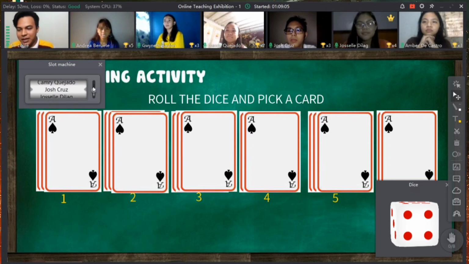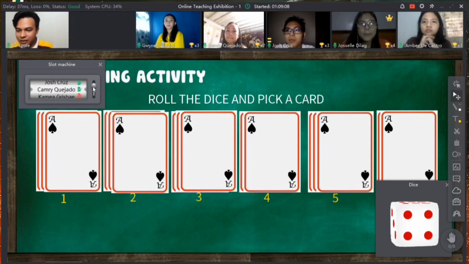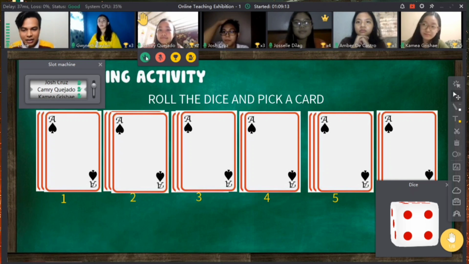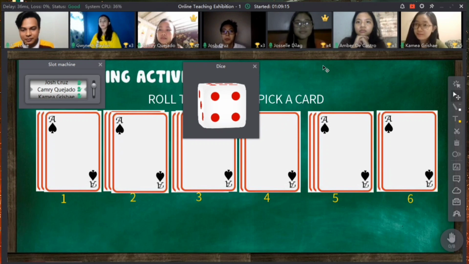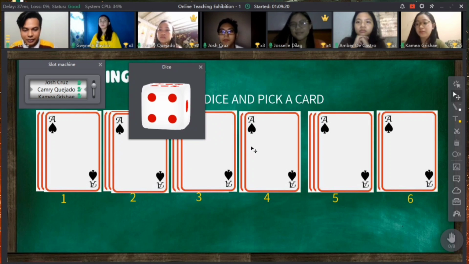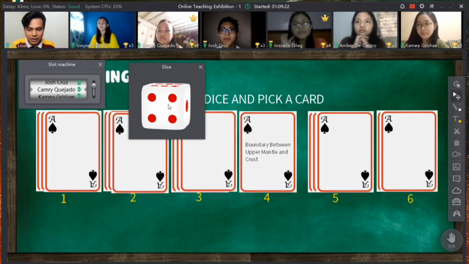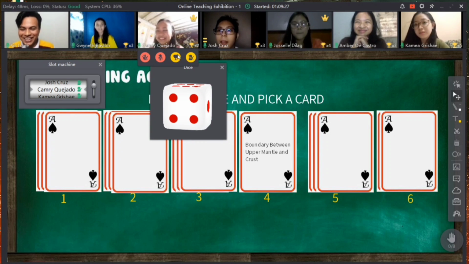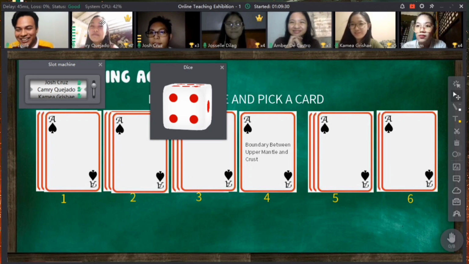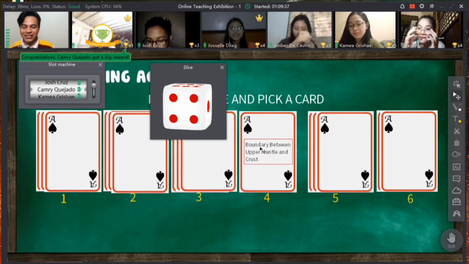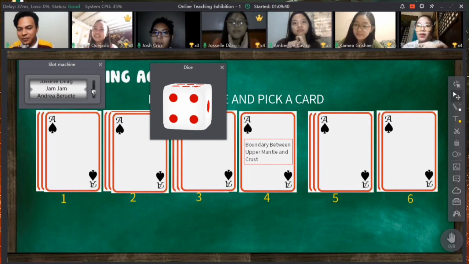Next, we have Camry. Kindly click the dice. Number 4: boundary between the upper mantle and crust. The same question. The Mohorovičić discontinuity. Okay, very good. So, the Mohorovičić discontinuity.